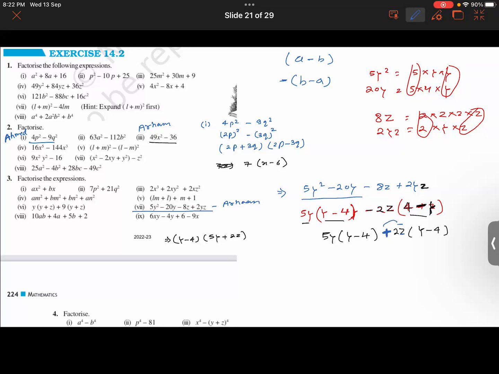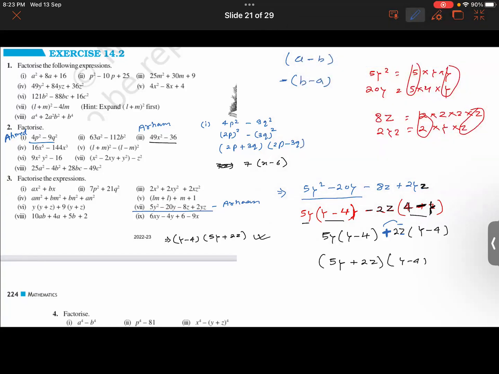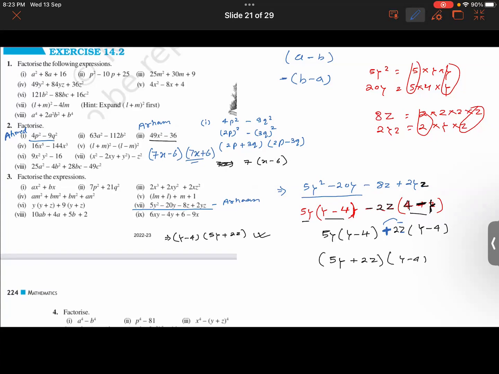Is that clear, or shall I repeat this one? Ahmed, Arhan, what about you guys? Arham? Sir, clear. I got my answer. Okay, good. So it's 5y plus 2z multiplied by y minus 4. Very good, Arhan. That is correct. Yes, you got your answer? Sir, bracket 7x minus 6, bracket close, bracket open, 7x plus 6. Well done. That is correct.